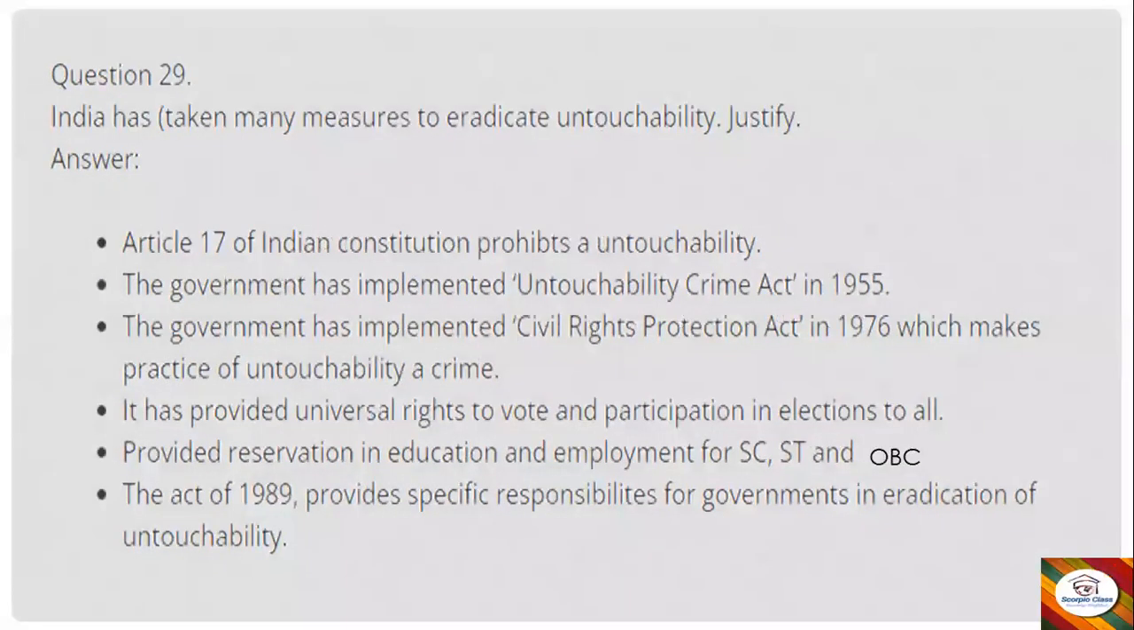Next, question number 29. India has taken many measures to eradicate untouchability. Justify. Answer. Article 17 of the Indian Constitution prohibits untouchability. The government implemented the Untouchability Crime Act in 1955. The government implemented the Civil Rights Protection Act in 1976, which makes the practice of untouchability a crime.